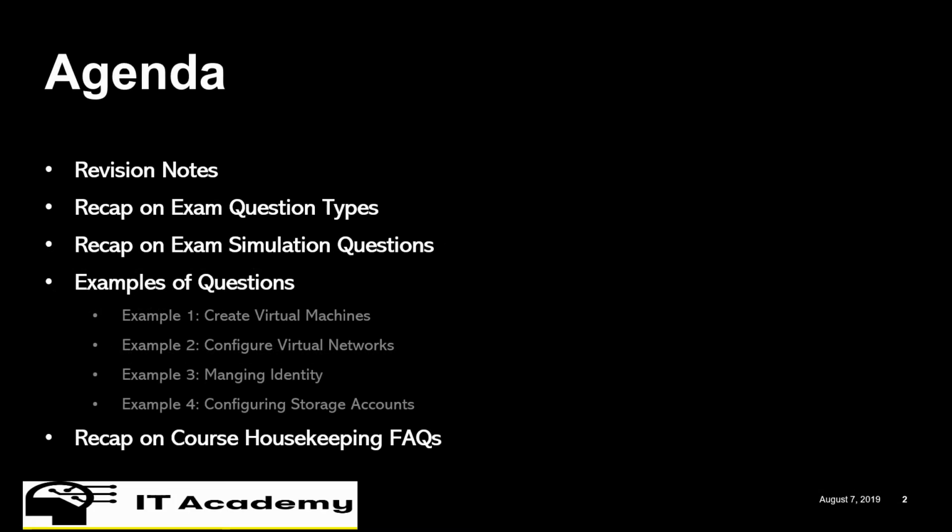In today's module, let's take a look at an action point you have about the revision notes for this course. Let's then go on to have a look at a recap of the exam question types you might come up against. Let's have a quick recap on exam simulation questions. Then let's go through some example questions that you might potentially come across in the exam that will test your knowledge about creating virtual machines, configuring virtual networks, managing identity, and configuring storage accounts. Then finally, as usual, we'll have a final recap on course housekeeping frequently asked questions.